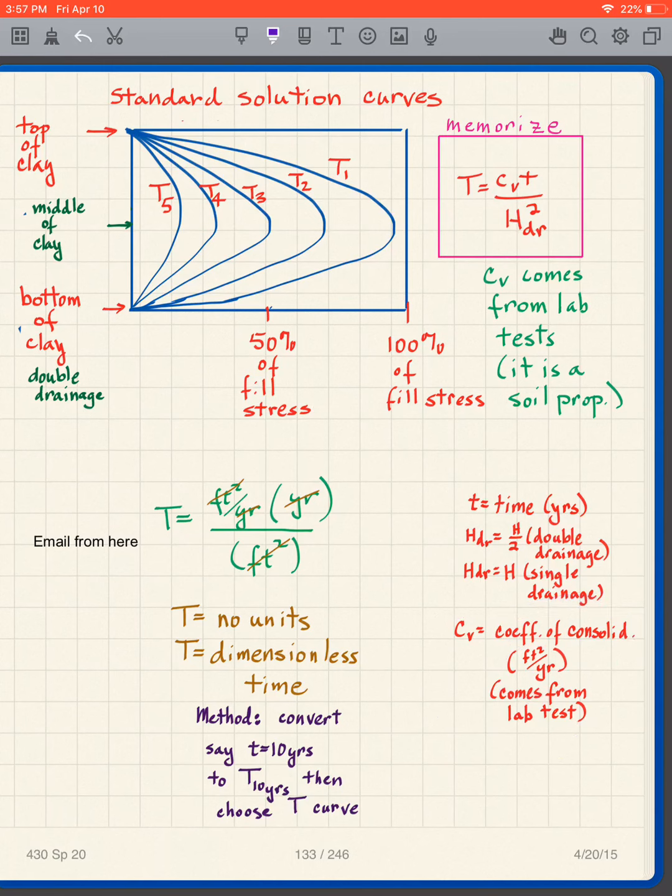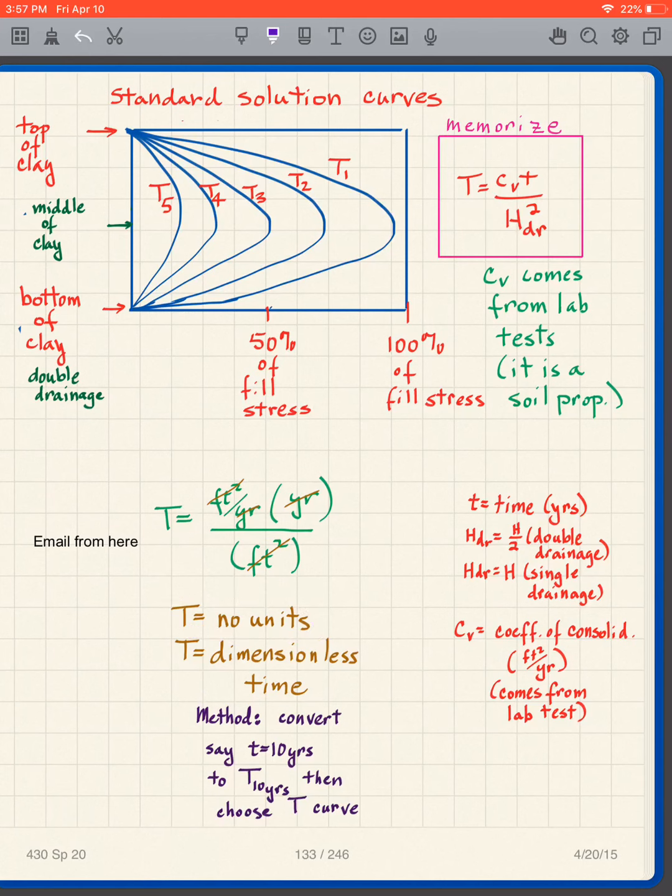I'm going to plug in, I want to look at the units for capital T. C sub V has feet squared per year, small t has years, H_DR is feet squared. What happens to the units? They all cancel. So capital T has no units. We call it dimensionless time or time factor.